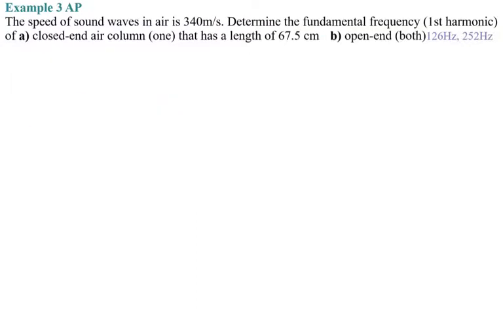The next question I have for you is another AP physics question that I found in one of the books, not an FRQ, but a multiple choice question. The speed of sound wave in the air is 340. Usually when they don't give you the speed of sound, you assume it is 340 meters per second. Determine the fundamental frequency, that means the first harmonic, of a closed and open air column.